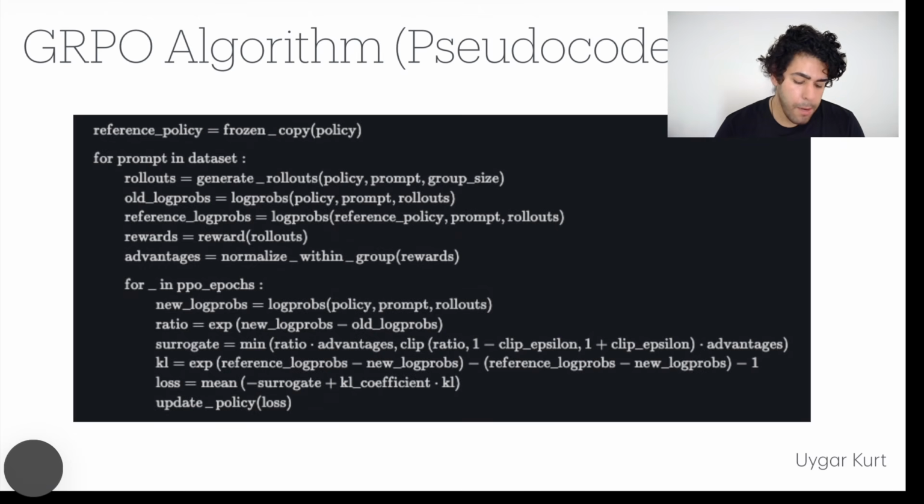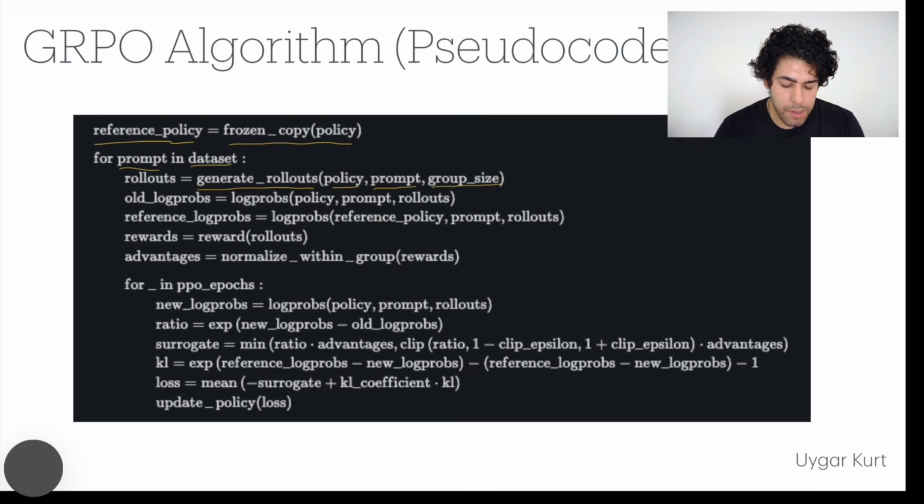So we start by having the reference policy, which we just copy from the policy, and we traverse the data set. So we'll have a prompt within the data set, and we start generating rollouts. So we will have a function for that, and we will give our policy model, we will give our prompt, and we will give the group size, which is the number of rollouts to generate.